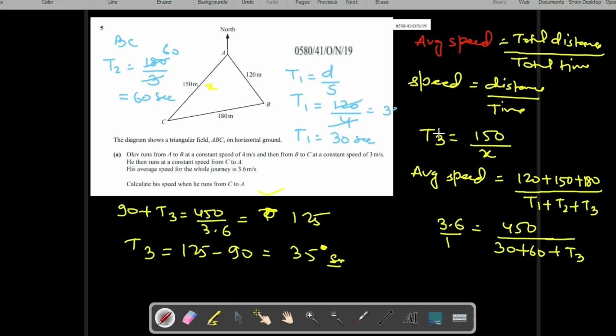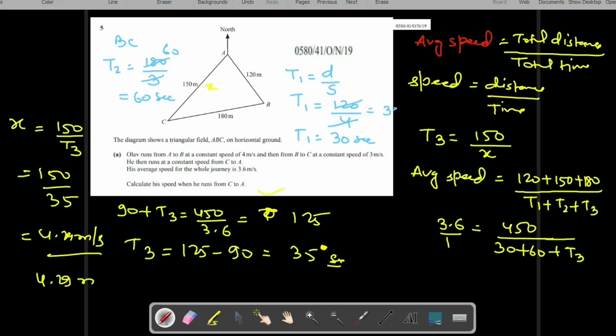35 seconds he took. So we have T3, we have X. X is going to be 150 divided by T3, because when we exchange the value of T3 and X, it will cross multiply. So 150 divided by 35, if I divide, I will get 4.29 meter per second. So 4.29 meter per second is the answer, or is the speed when he runs from C to A. So this way we can identify the value.